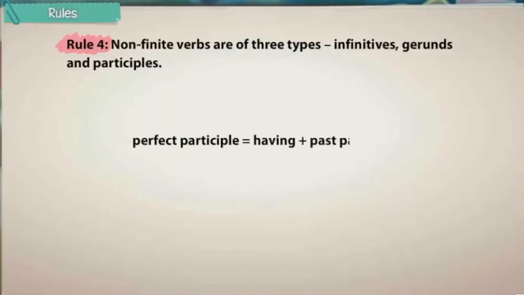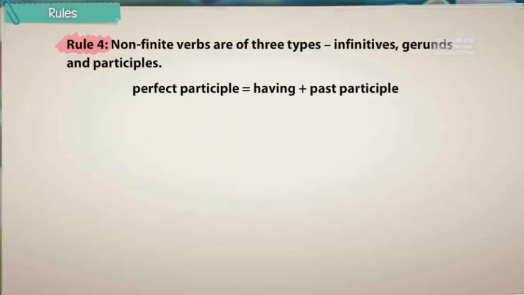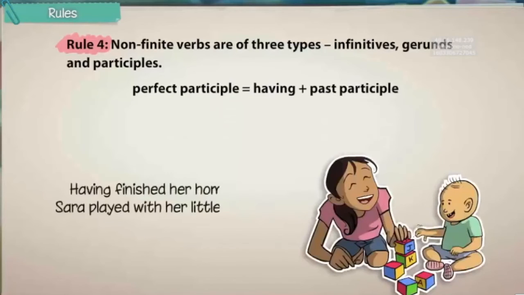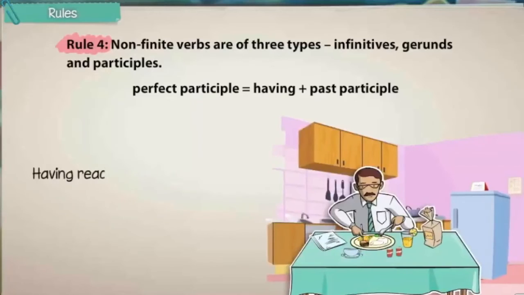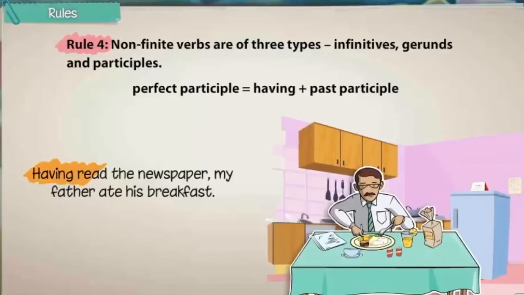Having plus past participle. Having finished her homework, Sarah played with her little brother. Having finished is a perfect participle. Having read is a perfect participle. Having read the newspaper, my father ate his breakfast.